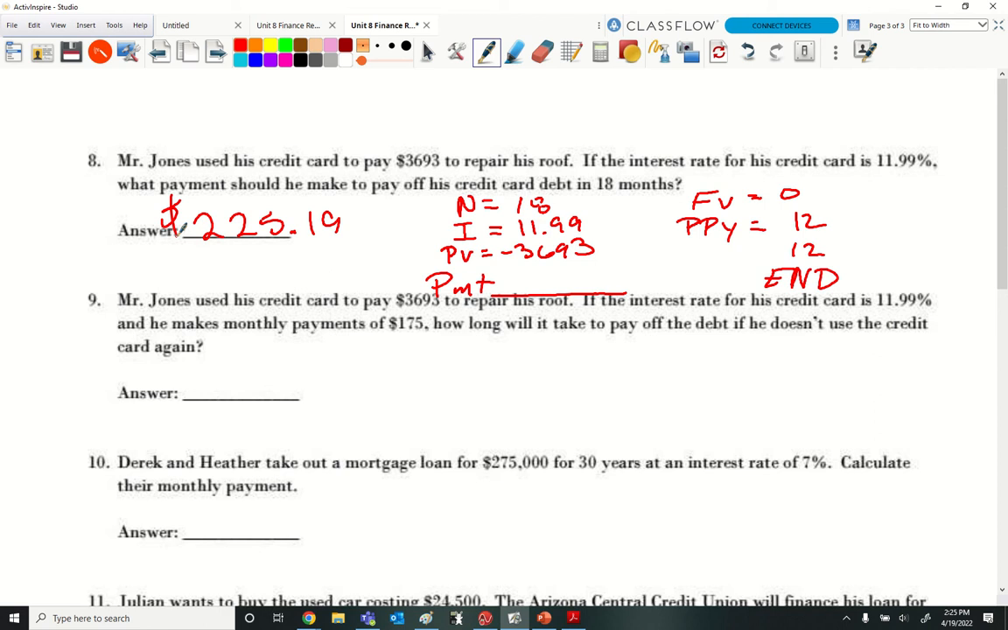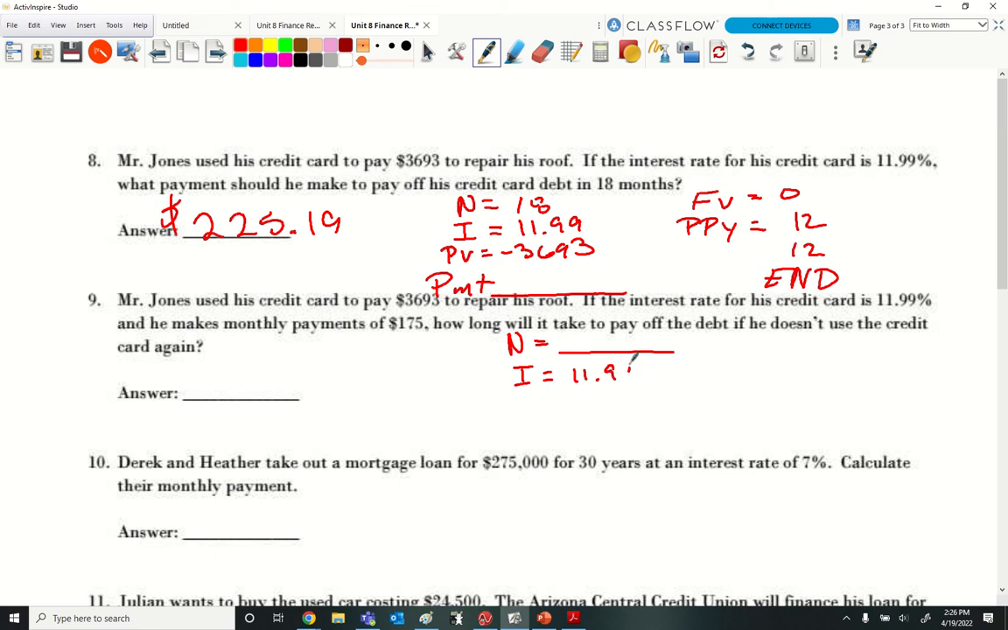Very good. I'm changing the payment because this time I give you the payment. So we're changing the payment to what? 175, and I'm looking for N. So look, I'm going to write it out for you. So we're looking for N. So that's going to be my unknown.